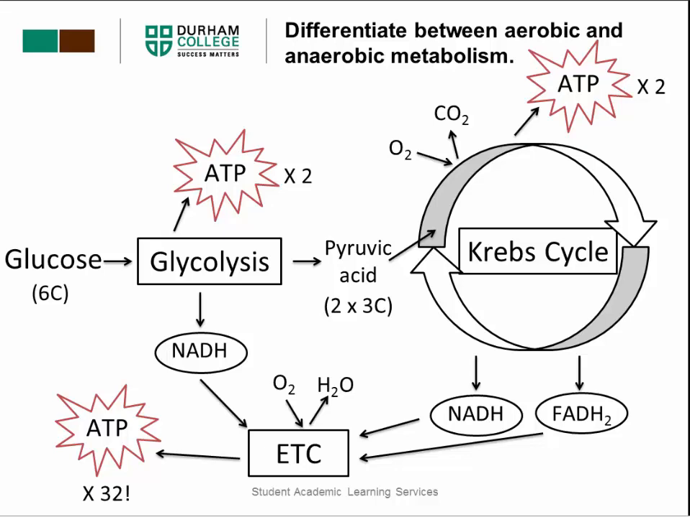Overall, when both aerobic and anaerobic metabolism are occurring, approximately 36 ATP are being produced that can then be used by the cells for various functions. Under certain circumstances, however, aerobic metabolism cannot occur. To use an example of when this would happen, let's first consider going for a walk.